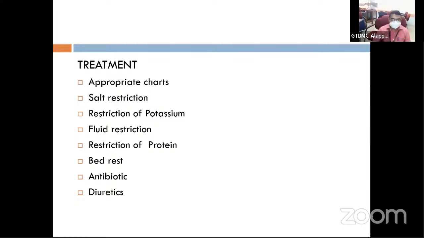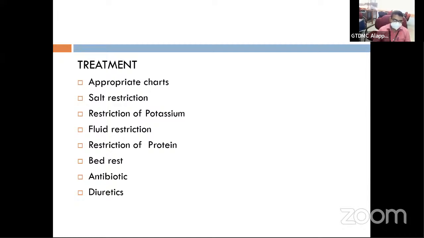And next is the restriction of potassium. In glomerulonephritis, the treatment is mainly supportive. It is a self-limiting condition. Just support is enough. If complications are developing, then only treatment is required. Restriction of potassium is important because hyperkalemia is a complication of glomerulonephritis because of the retention.